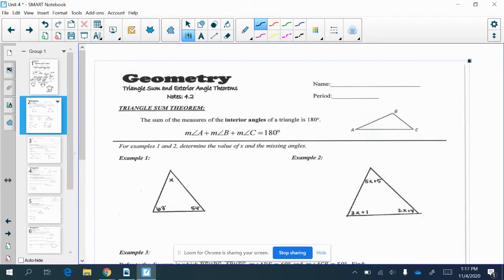4.2 triangle sum and exterior angle theorems. So the triangle sum theorem: the sum of the measures of the interior angles of a triangle is 180 degrees. So here the measure of angle A plus the measure of angle B plus the measure of angle C is equal to 180.